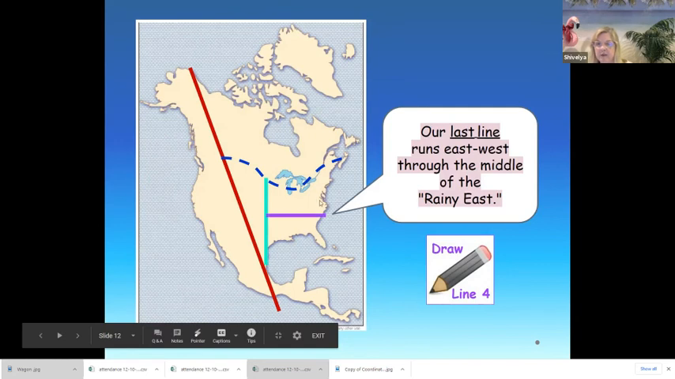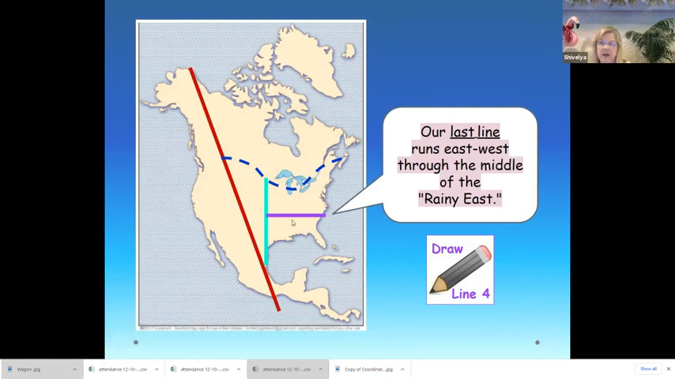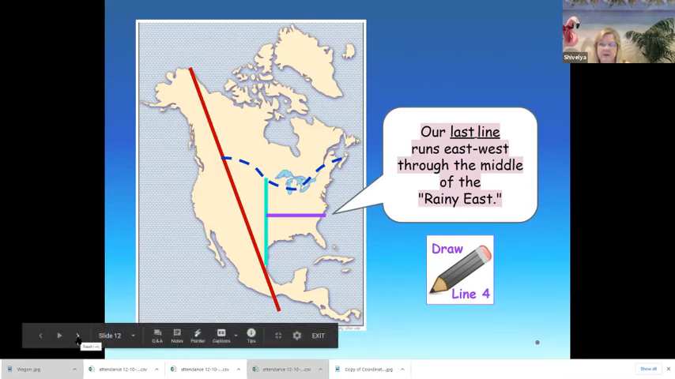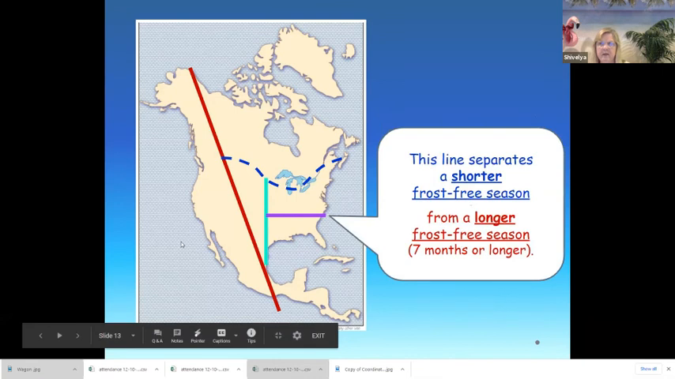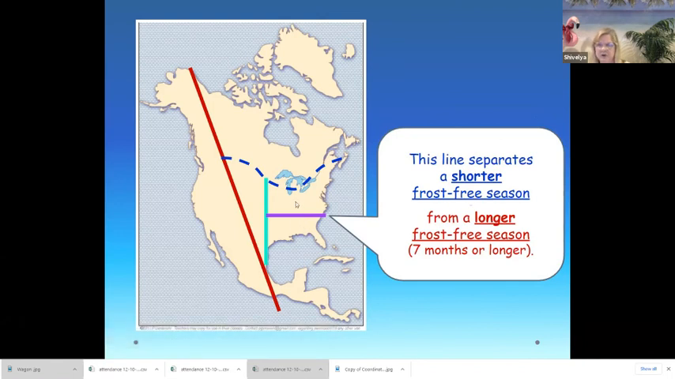And so then the fourth line comes up, and this one, even with the first three, gives a lot of information to the kids. They start to practice with this, and they actually get pretty good at it. The fourth line that we have here kind of splits the rainy east in half, the northern half and the southern half. And for this particular line, it indicates where they have a longer growing season south of the line and a shorter growing season north of it.